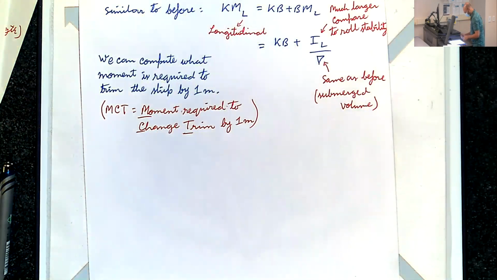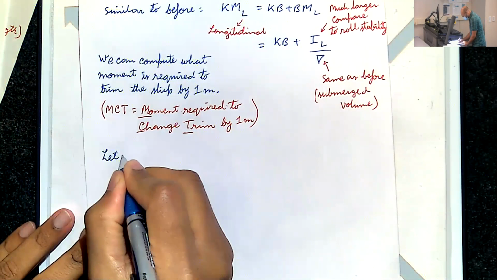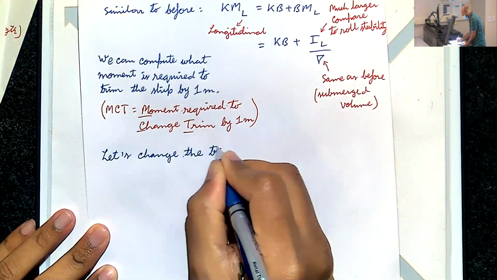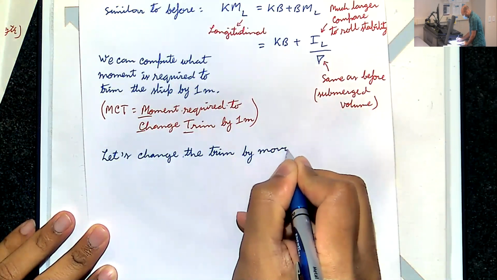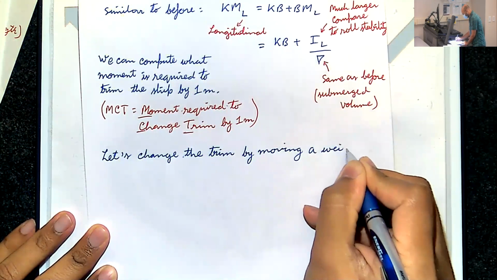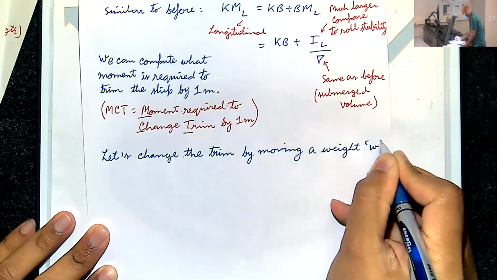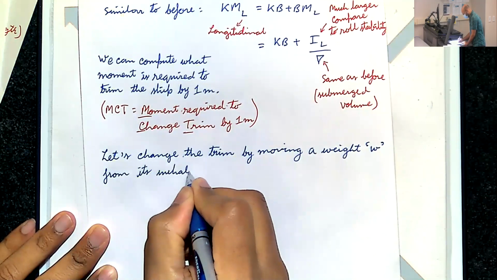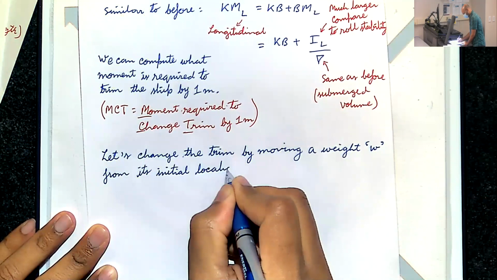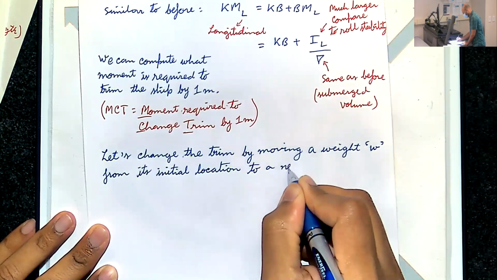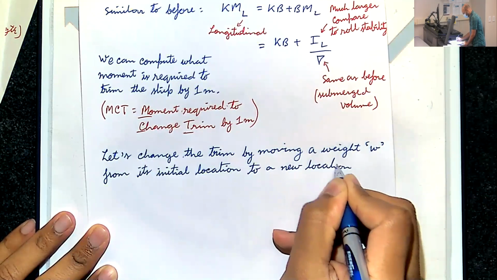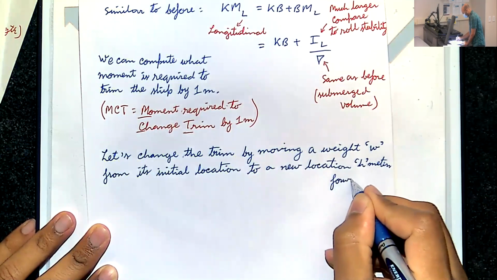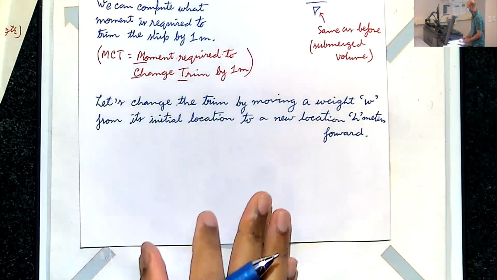So to figure out all of this, let's change the trim by moving a weight W from its initial location to a new location H meters forward. Okay, let me draw a sketch.